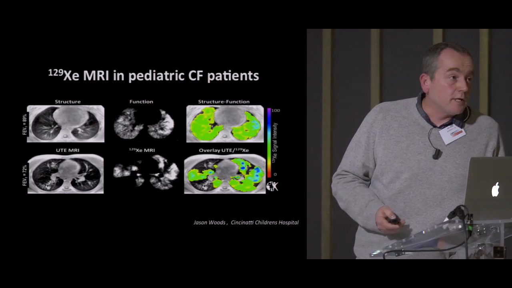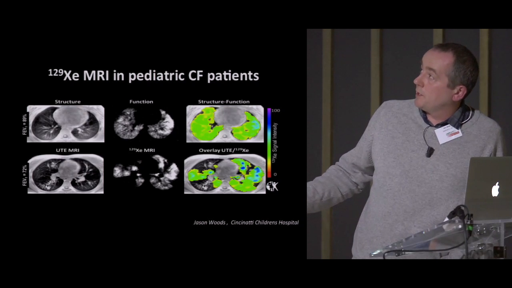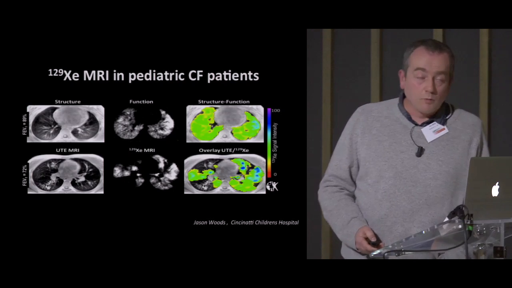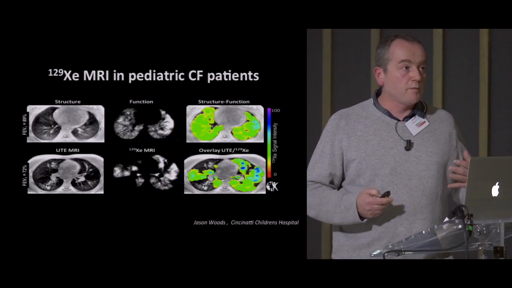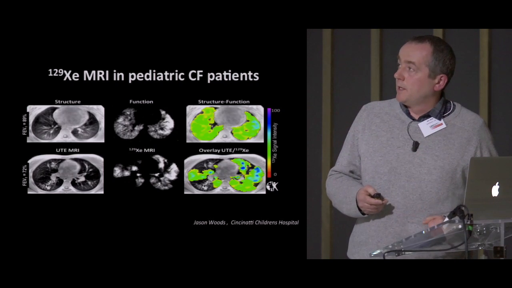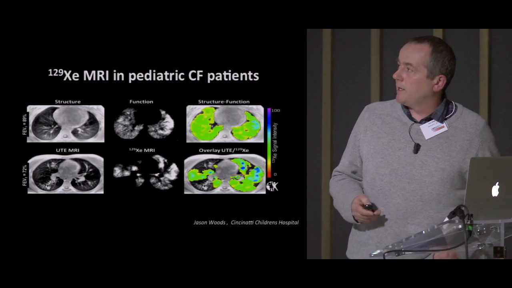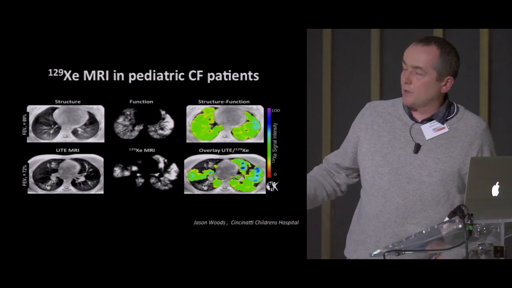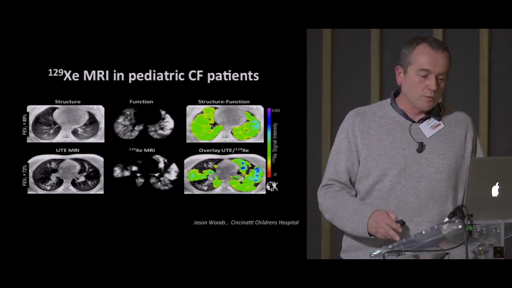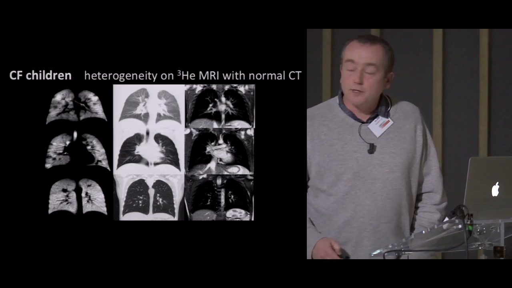This is some work from Cincinnati. So this is Jason Wood's group over in Cincinnati, and they're now using xenon MRI in pediatric patients with cystic fibrosis. So these are kids who are born with a genetic disease. Their lungs fill with mucus over time. The lungs become more and more obstructed. With the right treatments, these children will now live into and beyond middle age. And using novel imaging to actually help these children with their treatment is very important. We don't want to be giving them CT to avoid the ionizing radiation.